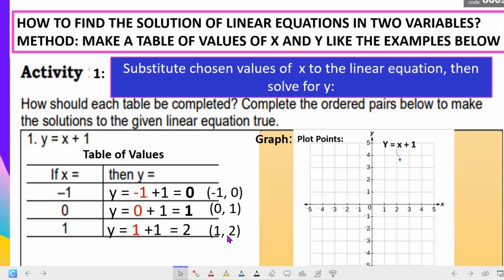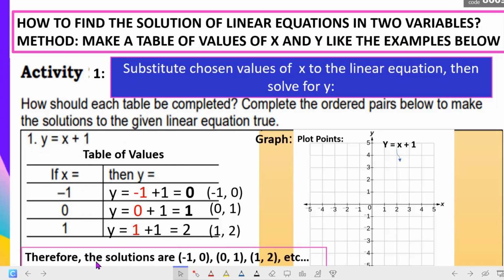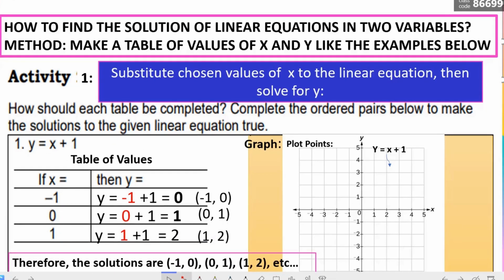So here we have three ordered pairs that make this linear equation true, and many more. These are just three among many different solutions of this linear equation. You can add more values of x and solve for y and get more ordered pairs to make this equation true.